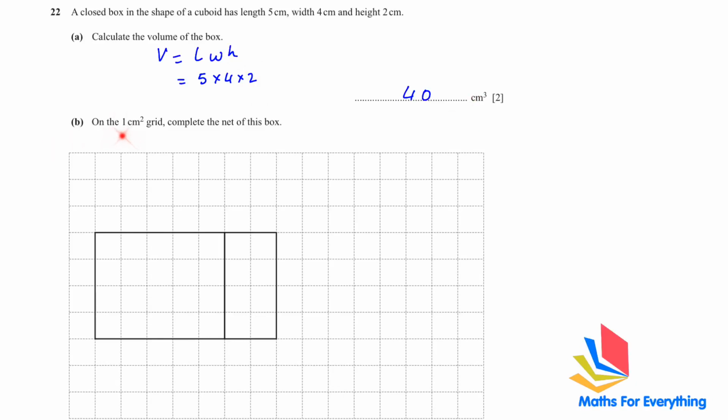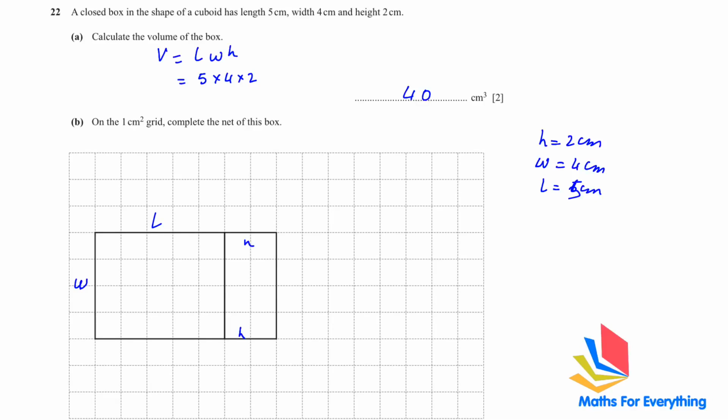Part B, on the 1 square centimeter grid, complete the net of this box. They've already drawn 2 parts. So let's write down what we have. Height is 2 centimeters. So this is our height. And width is 4 centimeters. So this is our width, which is 4 centimeters. And length is 6 centimeters. This is the length, which is 6 centimeters.